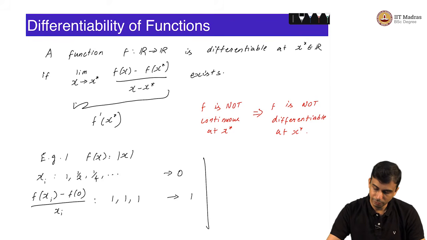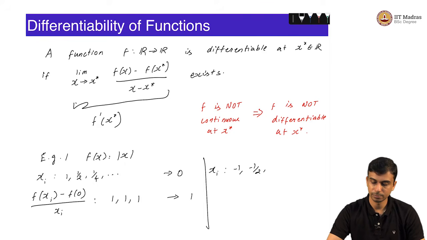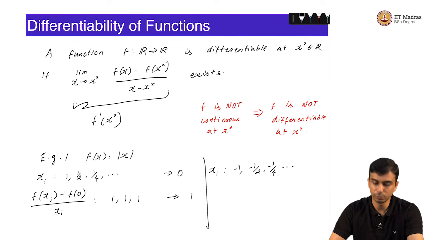Right. Let us have another sequence where xi is simply minus 1, minus half, minus 1 by 4 and so on. This sequence also converges to 0. But what can you say about f of xi minus f of 0 by xi? It is going to be f of minus 1 minus f of 0 by minus 1, but f of minus 1 is also equal to 1. So 1 minus 0 by minus 1 is minus 1, and similarly half minus 0 by minus half is also equal to minus 1.